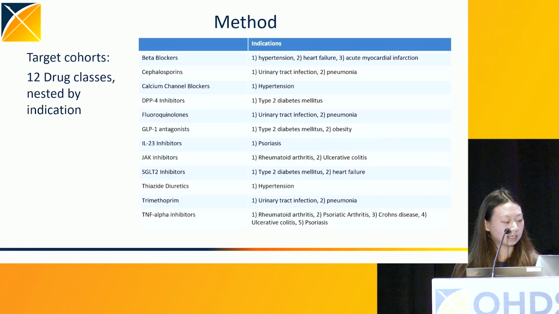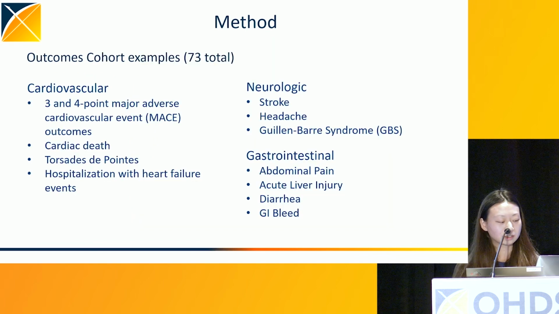And these are the 12 different drug classes. There is a typo on here. It's supposed to say GLP-1 agonists. But 8 of these drug classes had 2 or more indications, and 6 of them had exactly 2 indications. Beta blockers had 3 indications, and then TNF alpha inhibitors had 5 different indications. And then here's a little sampling of the outcomes that we looked at. As I said, there's 73 total, so I just picked a couple from 3 different systems, but this is not an exhaustive list by any means.